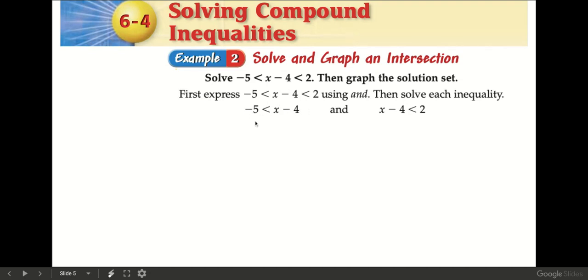How do you solve it? You would add 4 to both sides, right? Because you're trying to get the x by itself. So this zeroes out, and it would give me -1 on this side, x on this side. So this would tell me that x has to be greater than -1.